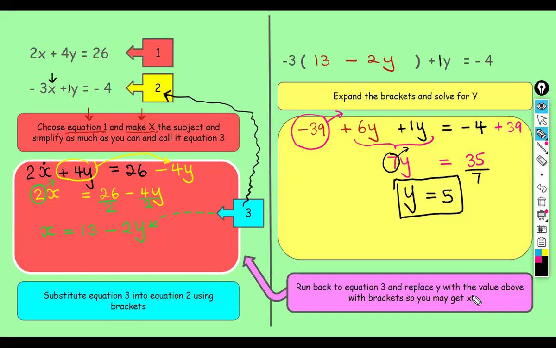So we still have to solve for x. I've given everybody a few seconds now. Follow the purple instructions here. Take the answer you just got, which is y is equal to 5, and run back to equation 3 and see if we can substitute and solve for x now.